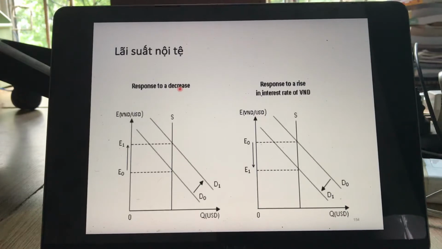I think if the interest rate of Vietnam decreases, the Vietnamese currency price will decrease too. Because when the interest rate of Vietnam decreases, it means that many people put money into the bank. So they don't need the money to invest. So I think it means the Vietnamese currency price will drop.